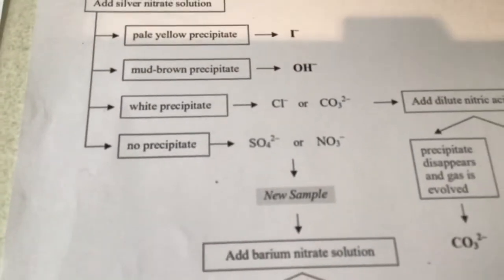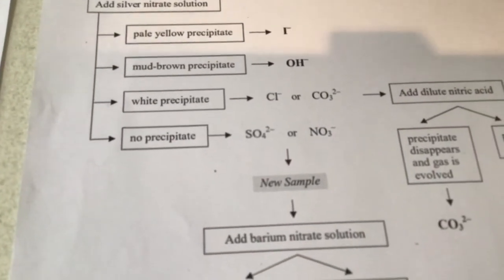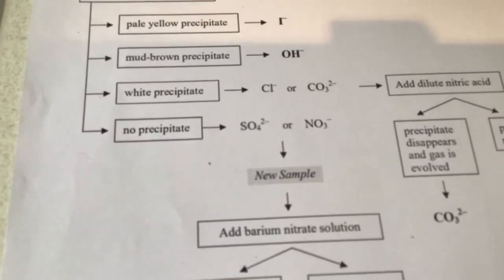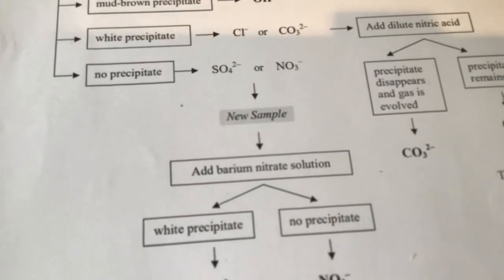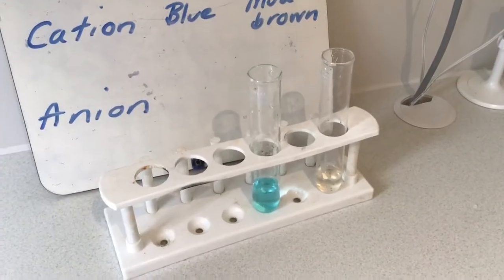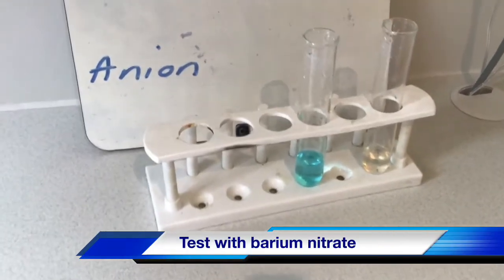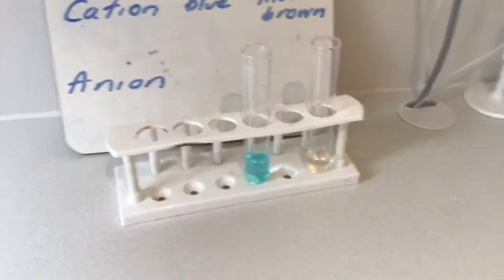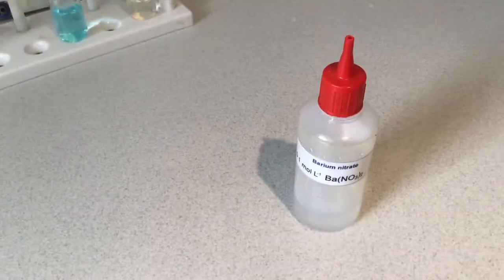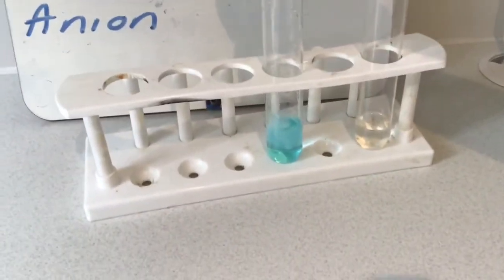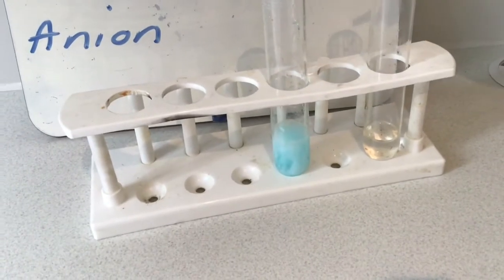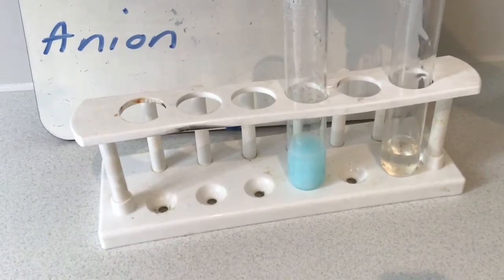So what we're going to need to do is we're going to need to get some new samples, because if we look here, no precipitate, it means that it could be either a sulfate or a nitrate. So to check that, we're going to get a new sample and add barium nitrate. Okay, so we've got fresh solutions of unknown A and B, and we're now going to test it with barium nitrate. So if we put a few drops into both A and B, we're going to look for a precipitate.